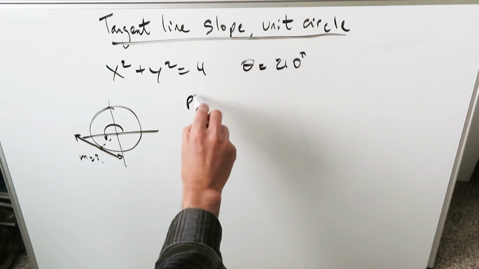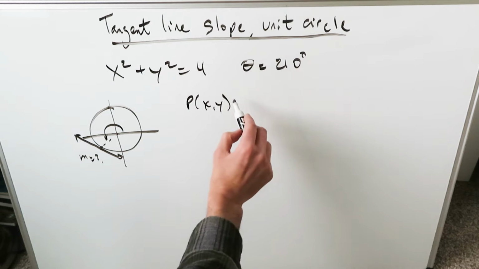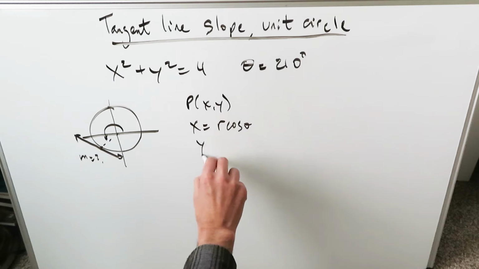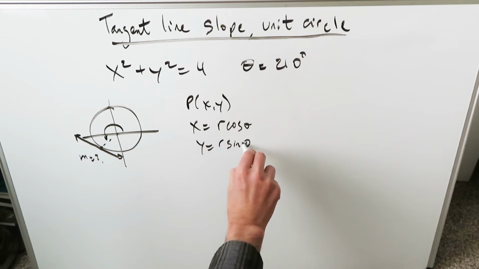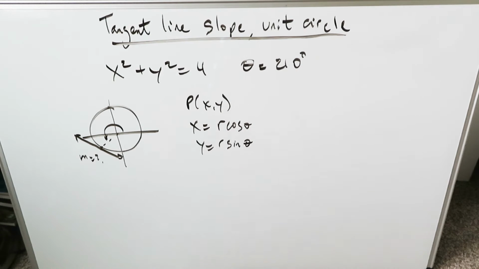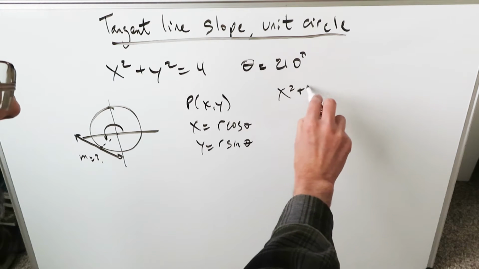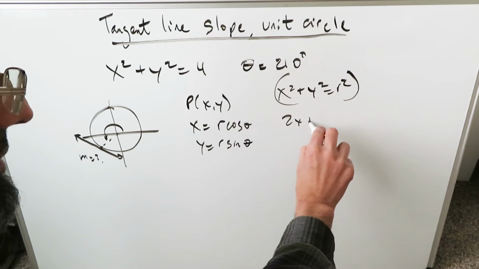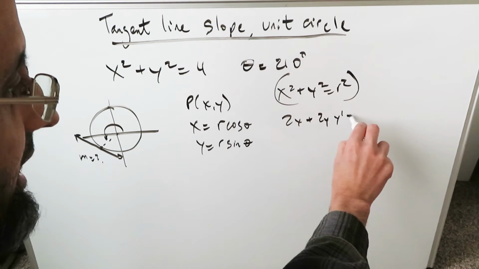For any point on your unit circle, you can define that point by means of parametric equations. X here is always equal to r cosine theta and y is equal to r sine theta. That's what it is. Think about any unit circle as x squared plus y squared is equal to r squared. When you do the derivative of this, you have 2x plus 2y, y prime is equal to 0.